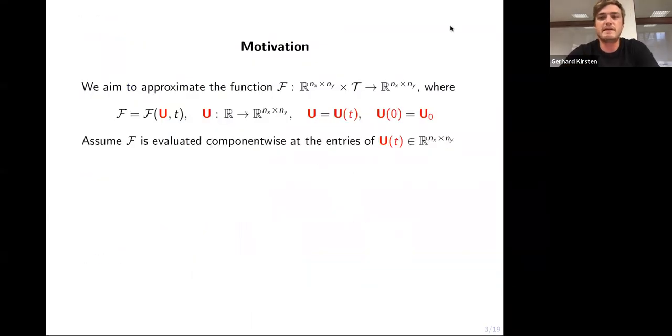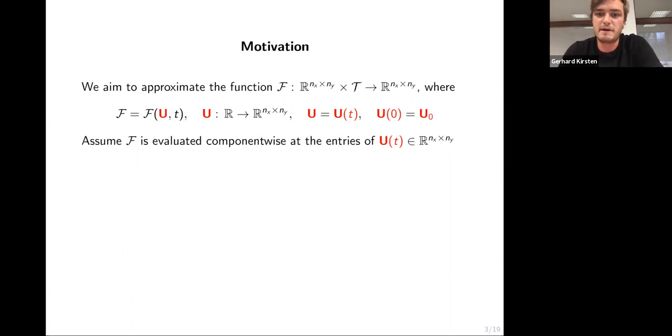To start off, we're looking at this function f, which is evaluated at the entries of a matrix, also time dependent, and the output is once again a matrix. The matrix U at which it is evaluated is also time dependent. And we want to see if we can approximate this function f in time using much smaller matrices, so that we don't have to evaluate this function at a very big matrix at each time step.